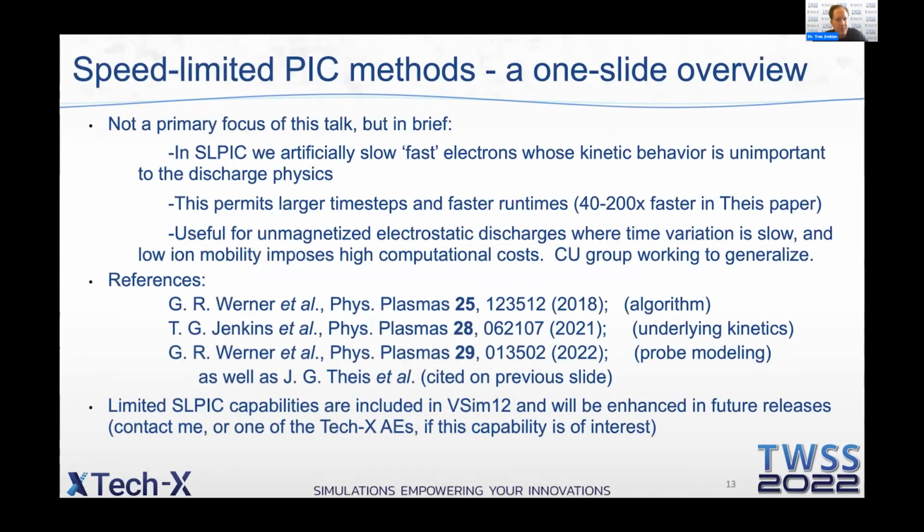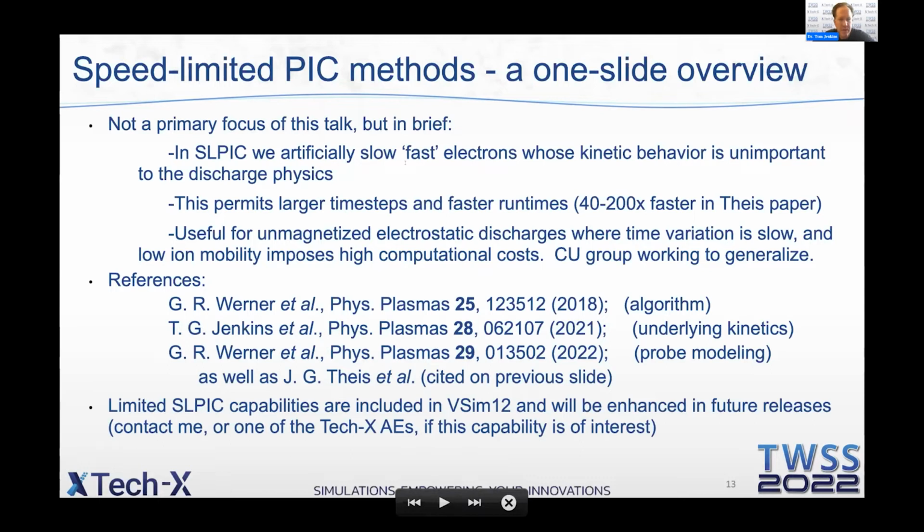Just a one slide summary of what speed-limited PIC is. Essentially, if you have a discharge where the ion physics is interesting and where you need kinetic electrons, that becomes problematic because your electrons are particles and they limit your time step because you have to resolve the electron motion, the plasma oscillations and such. And very often that physics is not interesting to you. You just care about what the slow ion distribution is doing if you run it for 100 microseconds or something. And you don't want to resolve electron dynamics on those time scales.